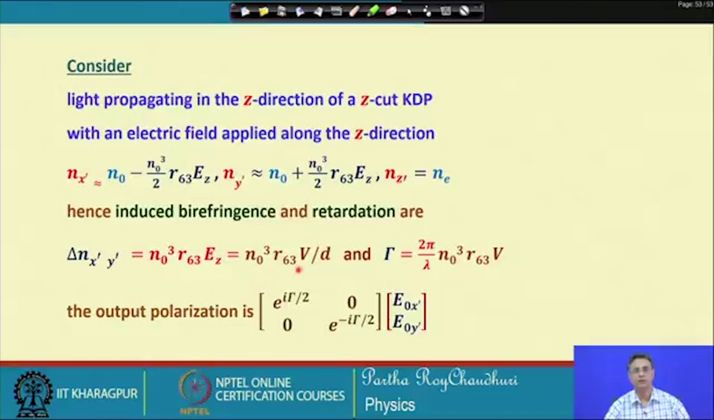Then if you replace E z by the voltage, that is V by d, the retardation, that is the phase delta phi, is represented by tau here, for a specific purpose, as we will use this matrix formulation to understand the polarization. So, twice pi by lambda n 0 cube r 63 into V will be the phase retardation. The output polarization can be represented by this matrix equation, e to the power of i tau by 2, e to the power of minus i tau by 2, and then E 0 x dash, E 0 y dash.